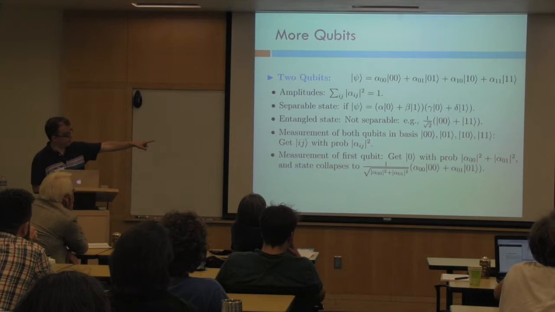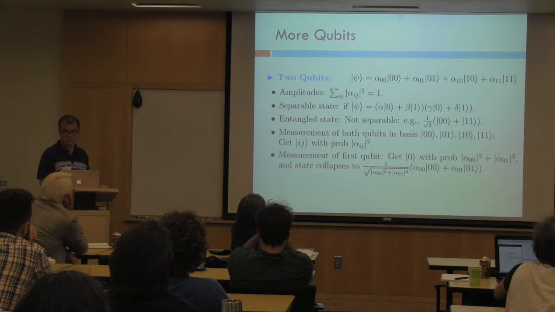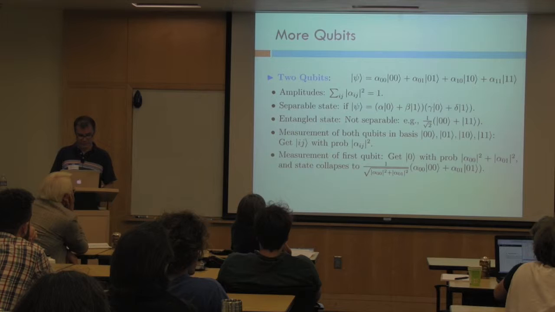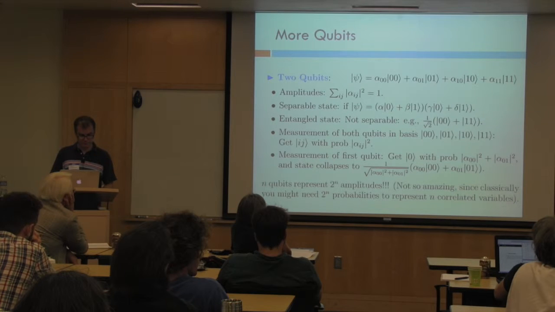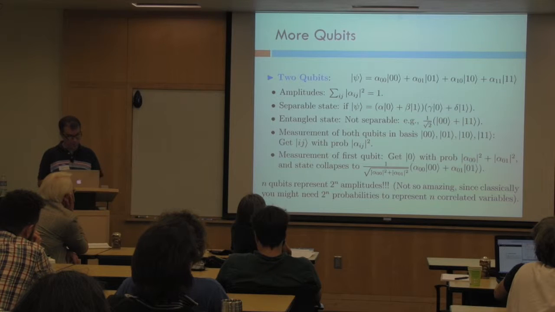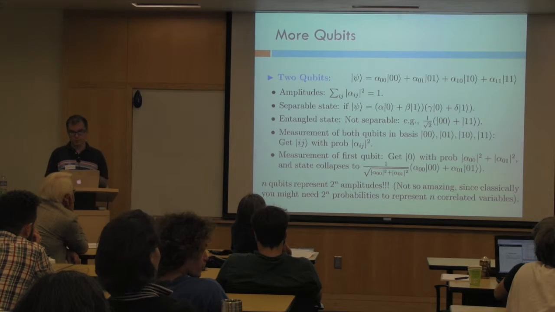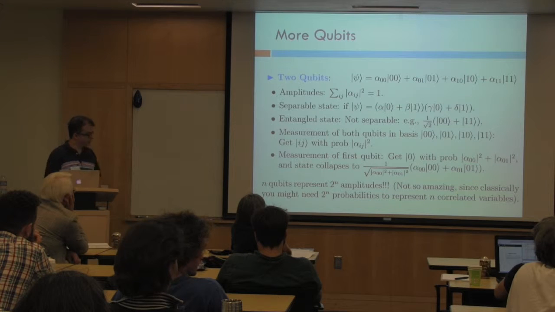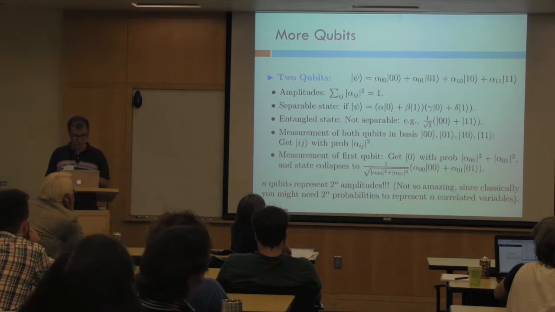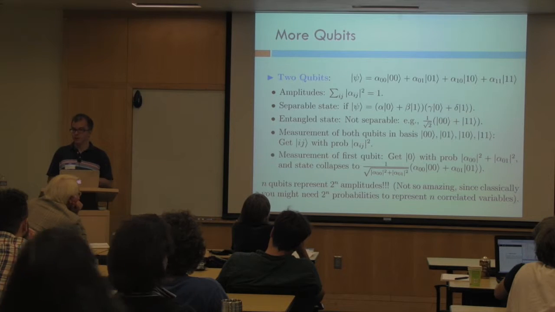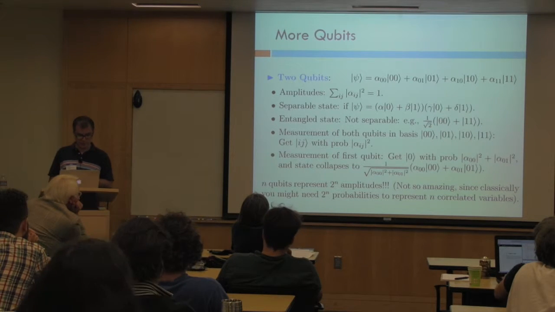The squared norm of the part of the vector that's consistent with 0 in the first position. And the state will collapse to that, be consistent with that. Okay, so the amazing thing is that you can have n qubits, and in some sense, these n qubits represent a 2^n dimensional amplitude vector, which seems pretty amazing. You can do manipulations of this vector, and people talk about this with great excitement.